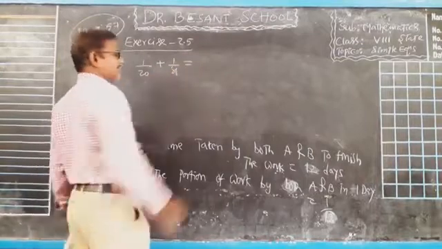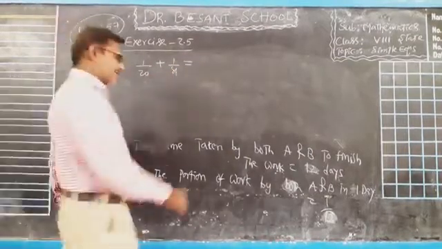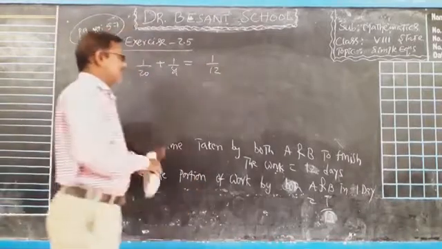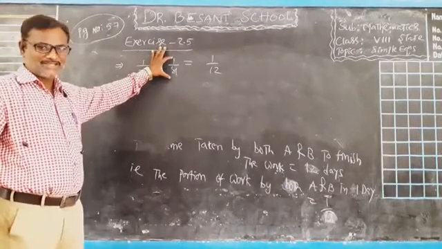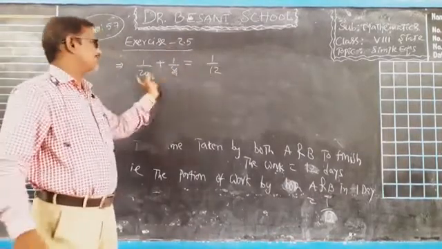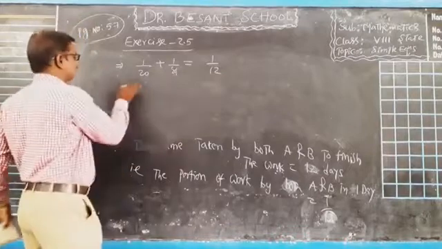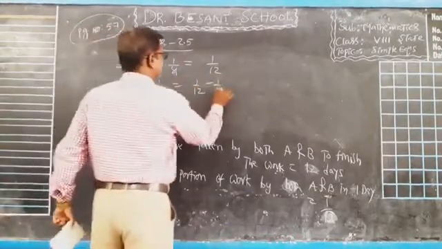Both A and B can do the job in 12 days. The portion of work done by both A and B in 1 day is 1 by 12th part. It is the portion done by A in 1 day, plus the portion done by B in 1 day, which is the portion done by both A and B in 1 day. So now 1 by X is equal to 1 by 12 minus 1 by 20.